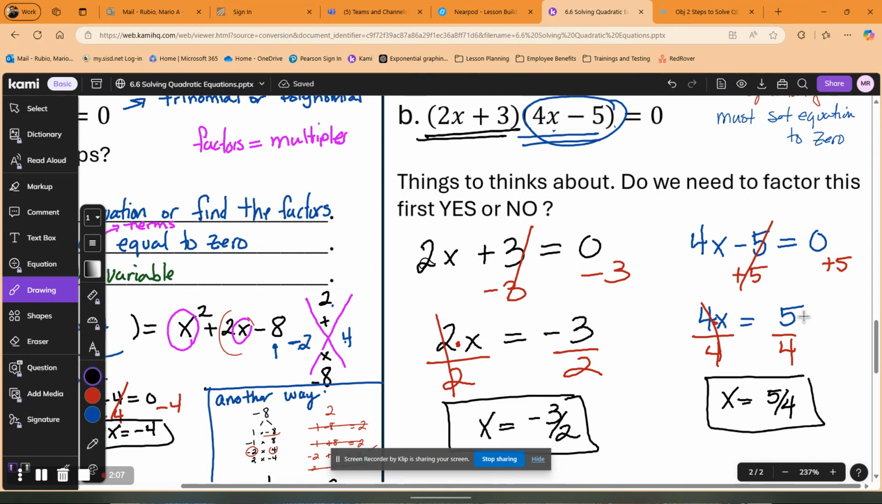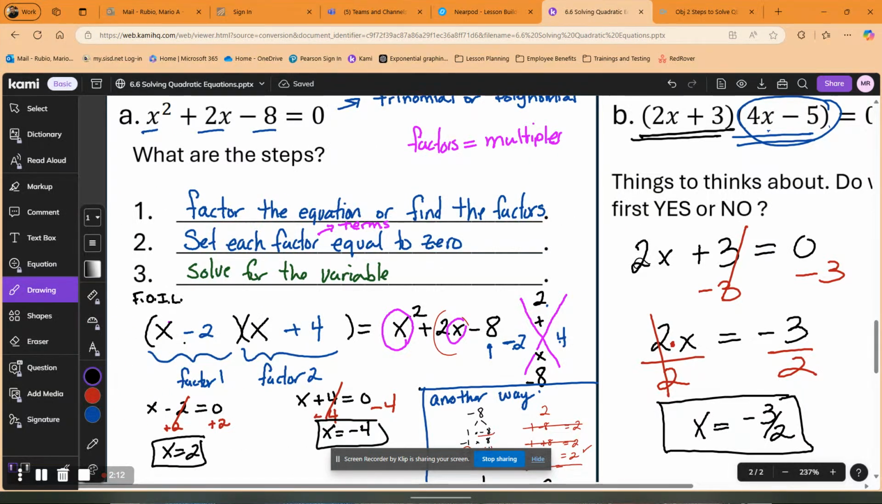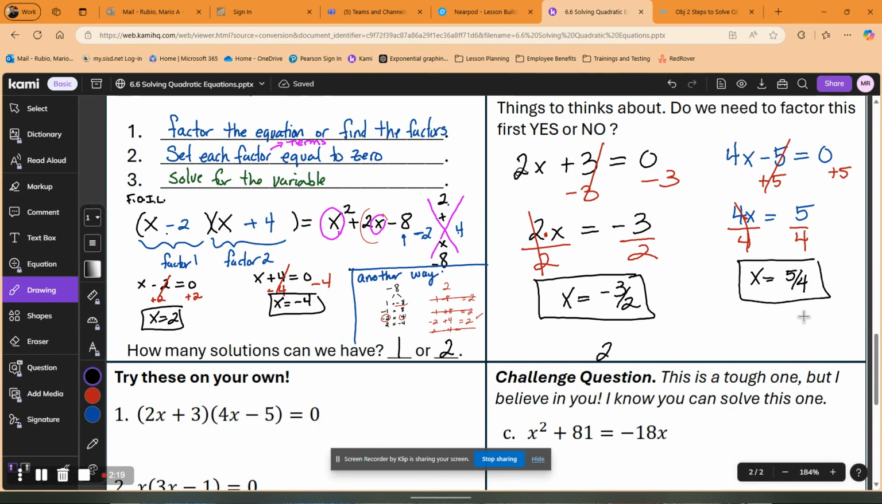Once we get those factors, the second step is set each factor equal to 0 right here, and then the last step is solve for the variable. So in this case, we've got 2 solutions. And this is important. This is going to come into play when we get to the portion next, maybe in 3-4 weeks, when we start looking at graphing quadratics. These solutions are actually going to be where this parabola crosses the x-axis. But we'll look at that in more detail when we get to the graphing section.